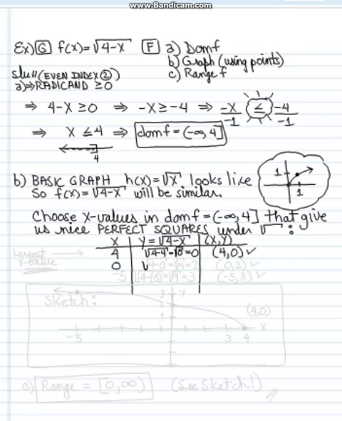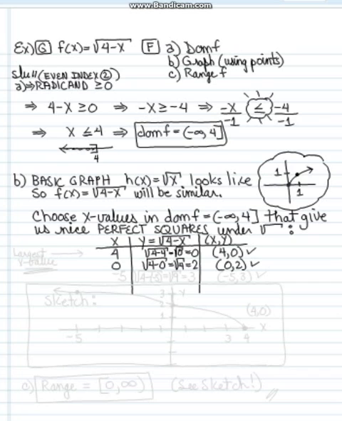For the next value, I'm choosing x equals 0 because when I plug that in, that's going to give me a nice perfect square under the radical sign. The square root of 4 minus 0 is equal to the square root of 4. And what is the square root of 4? It's positive 2. So we just found the ordered pair x, y equals 0, 2.